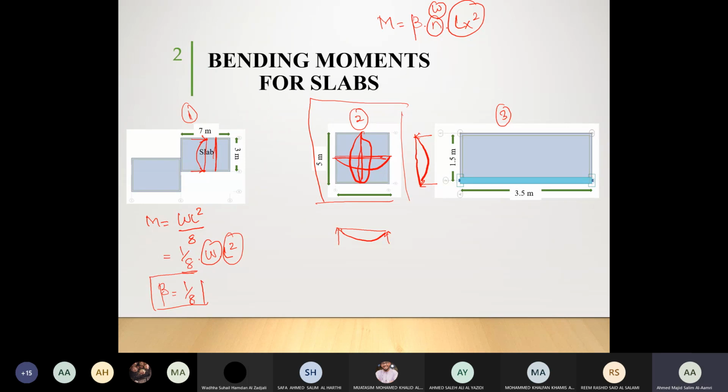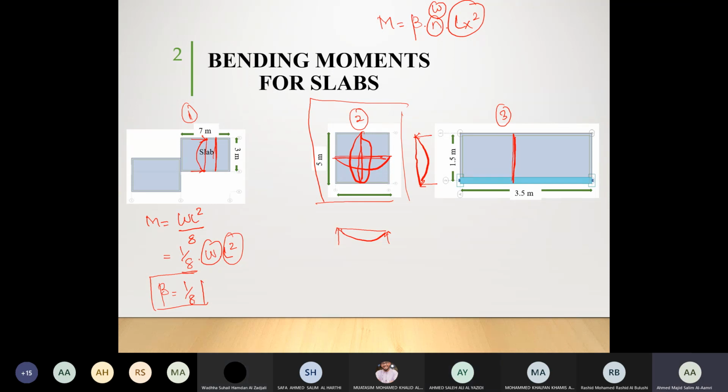Now, for case number 3, is it a one-way slab or a two-way slab? One way. Okay, how to draw the bending moment in this scenario? The x-axis shows the direction, which is 1.5. So my drawing is going to be on this side. Do you agree?